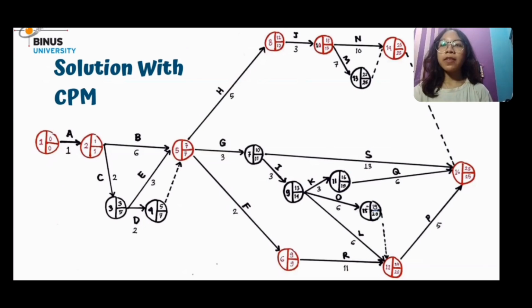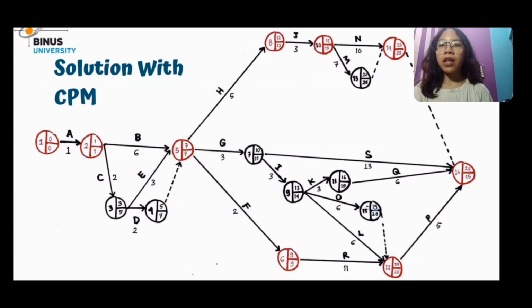We will calculate B and C: 1 plus 6 equals 7, and 3 plus 3 equals 6, and we get the value 7, and so on. For number 16, because this section is branched, we will calculate P, Q, S. The results are 10 plus 13 equals 23, 16 plus 6 equals 22, 20 plus 5 equals 25, so the value is 25.